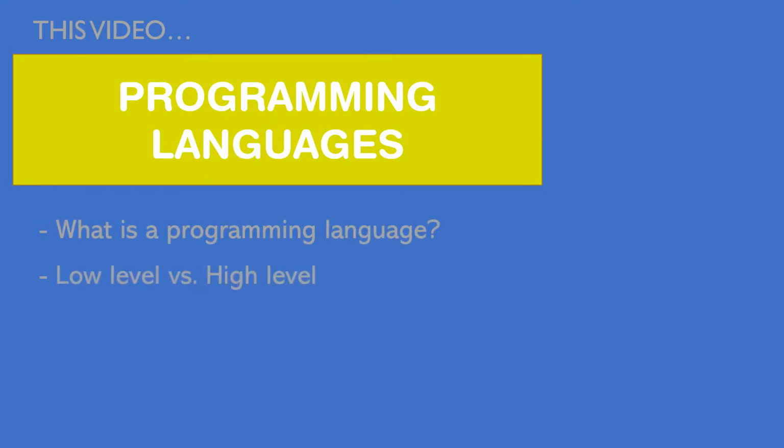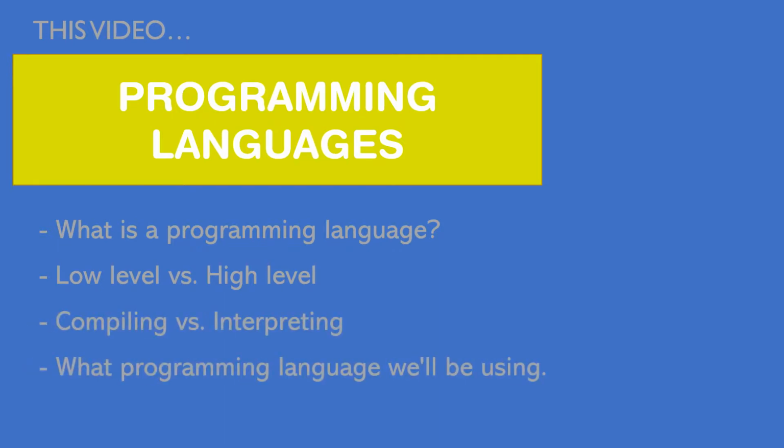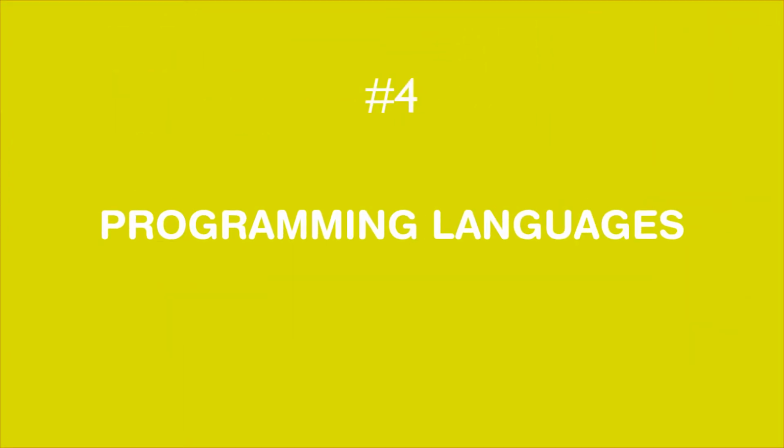We'll start off with the simple question of what is a programming language, then we'll talk about what low level and high level means, we'll go into compiling and interpreting, and then we'll discuss what programming language we're going to be using in this series. And this is the last full theory topic. In the next video we'll be looking at Visual Studio, and then we will be ready to start programming.